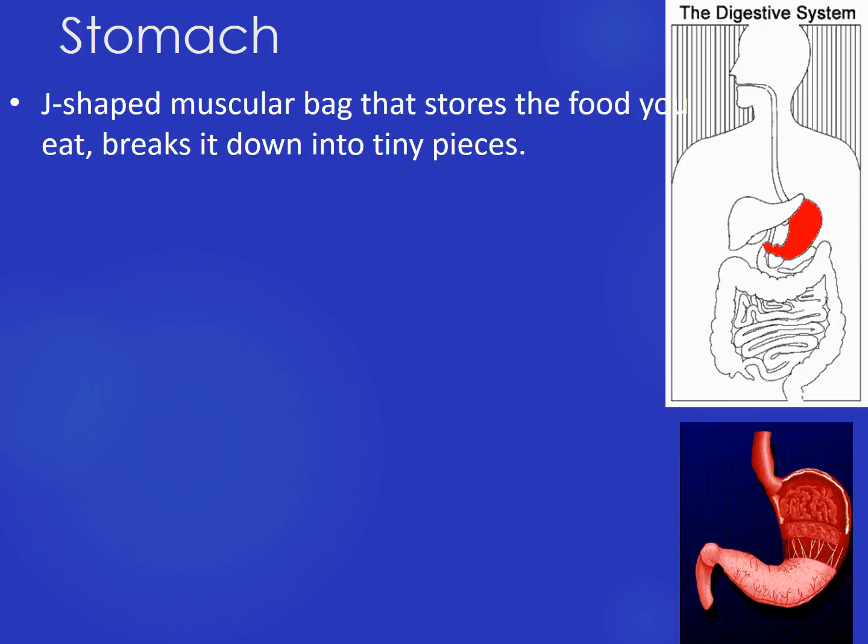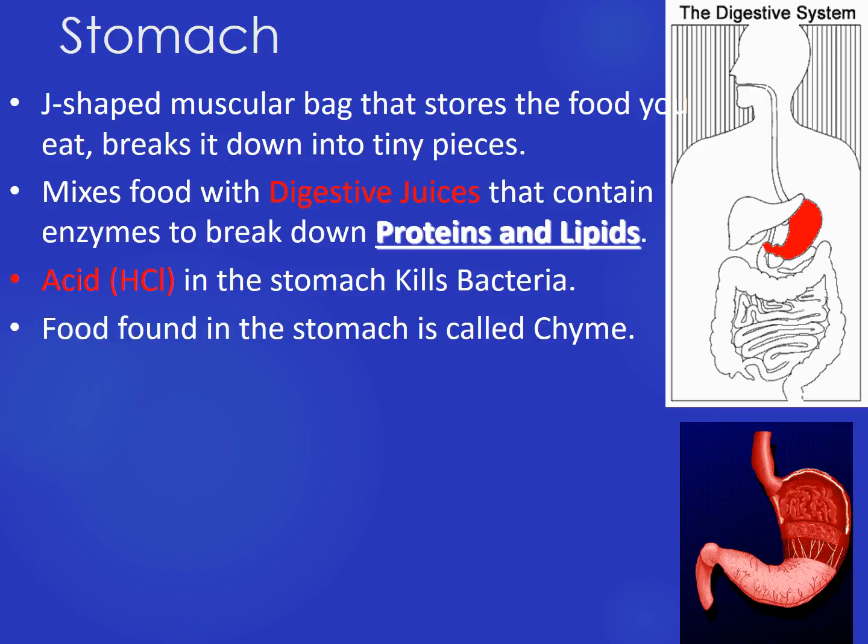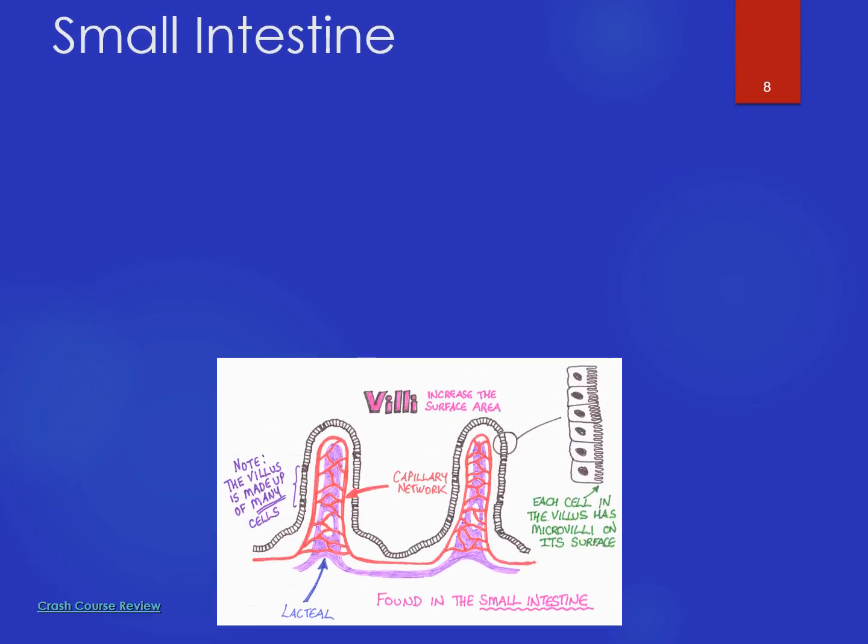And the stomach is a J-shaped muscular bag that stores the food you eat and breaks it down into tiny pieces. It mixes food with digestive juices and contains enzymes to break down proteins and lipids. And it has hydrochloric acid, which kills bacteria. And the food found in your stomach is called chyme.